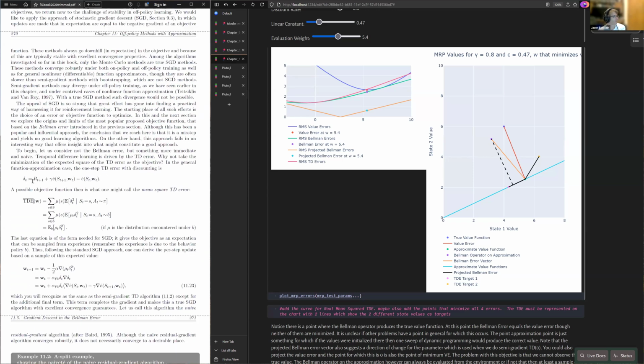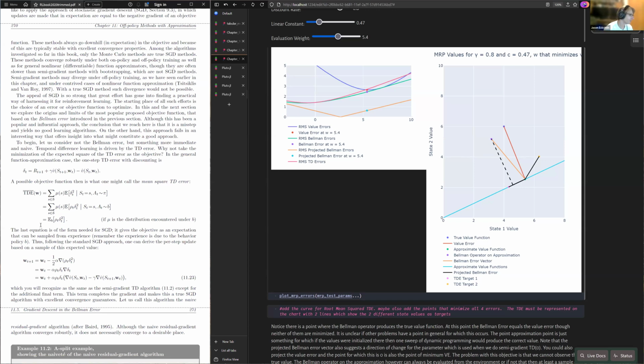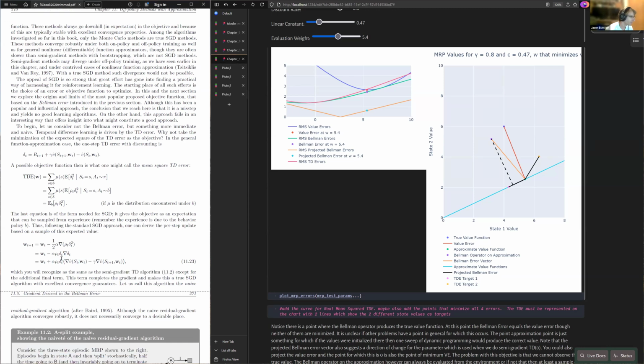But if you say that you want to minimize this, you can then derive what the weight update should be. That's what's being shown in this section. There's this weight update, and it looks very similar to the semi-gradient TD method that we had earlier, which is this part of the equation. But there's this additional term, and that is the difference. We also have this expression for the TD error itself. So this is how you would calculate it with a stochastic approach, and this is actually the objective that we're minimizing.